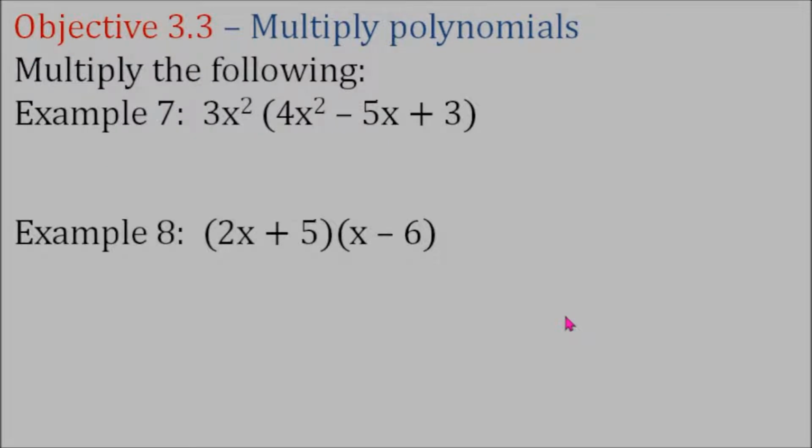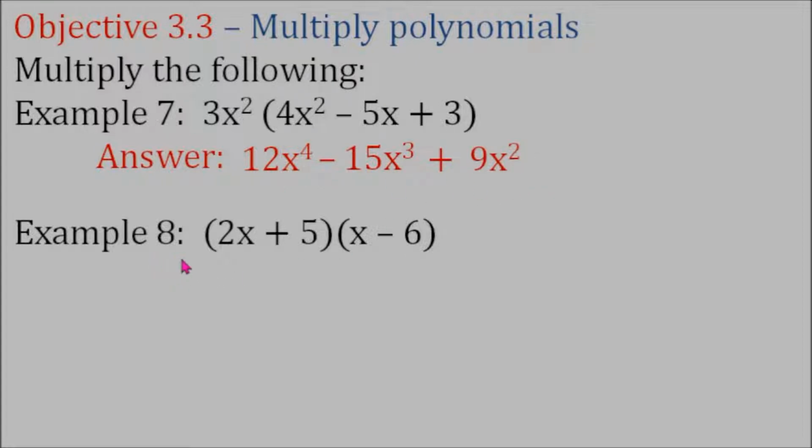Objective number 3, multiply polynomials. Example number 7, we have here 3x squared times the quantity 4x squared minus 5x plus 3. So it's a monomial times a polynomial. So we are going to apply distributive property of multiplication. So we will multiply 3x squared times 4x squared, that's 12x to the power of 4. Then 3x squared times negative 5x, that's negative 15x cubed. Then 3x squared times 3, that's 9x squared. So this is our answer.